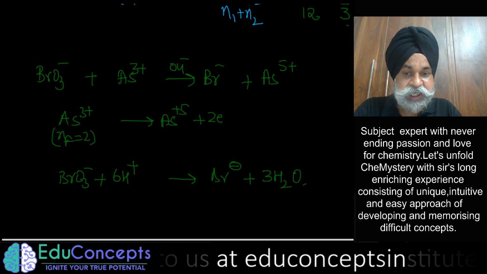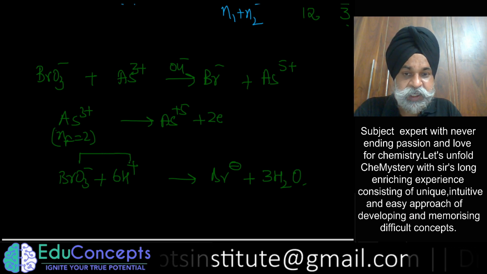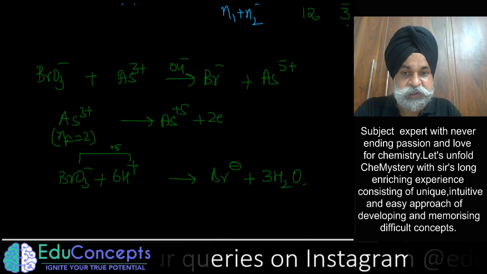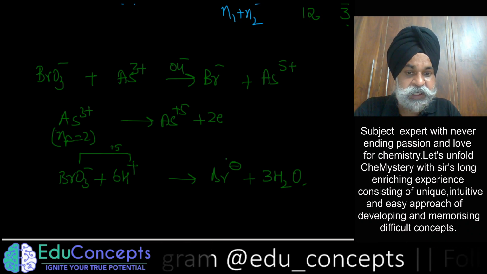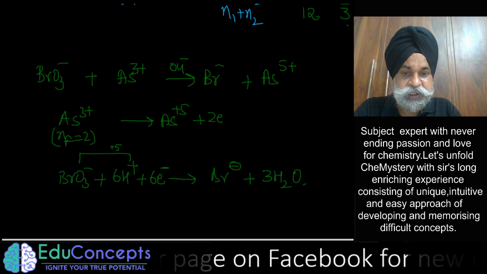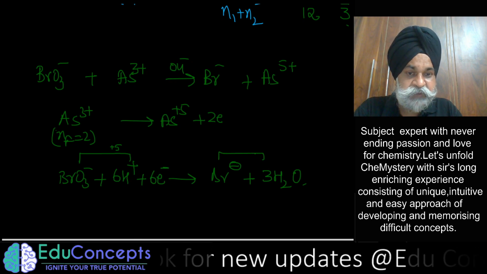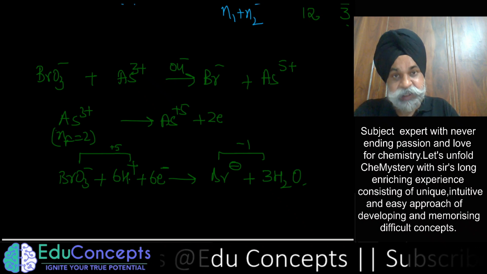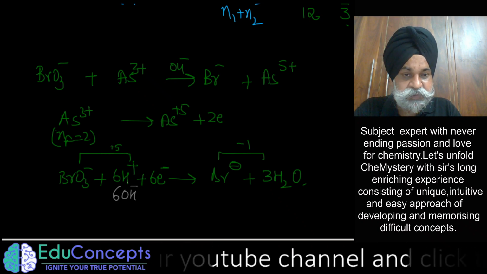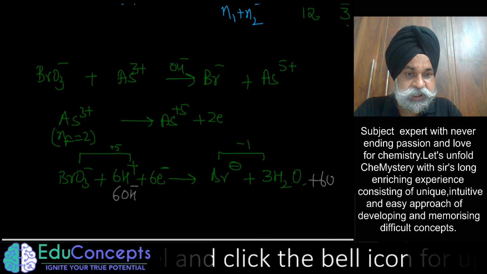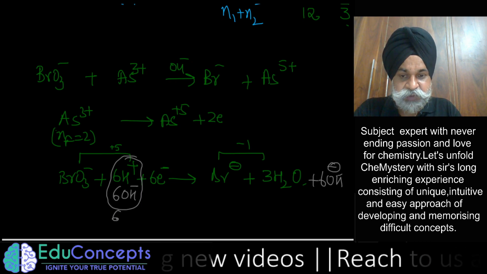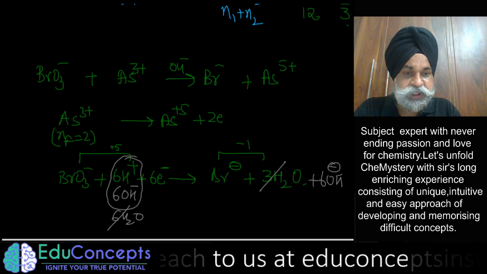Now just to balance the charge, how much charge do you have here? 1 negative, 6 positive. So this means you have 5 positive charge here, or on the other side you have 1 negative charge. So how many electrons do you have to put? You have to put 6 electrons here, so that both sides become 1 negative. Is it okay? But since the reaction is again in basic medium, you have to omit H positive by putting 6 OH negative on this side and 6 OH negative on that side. So this becomes 6 water. So 6 water got cancelled with 3 water.